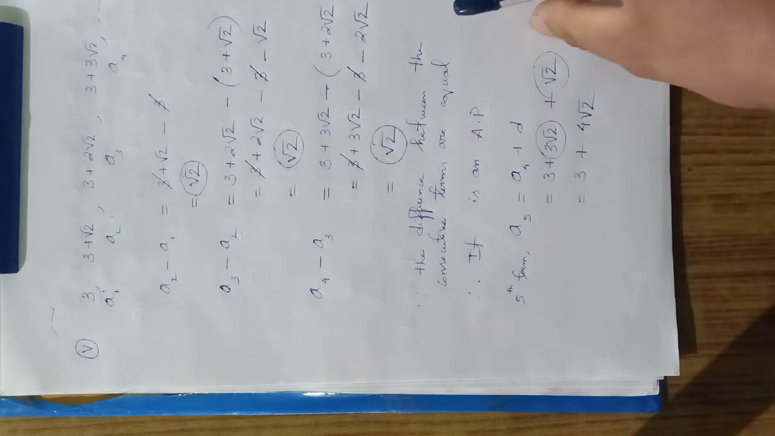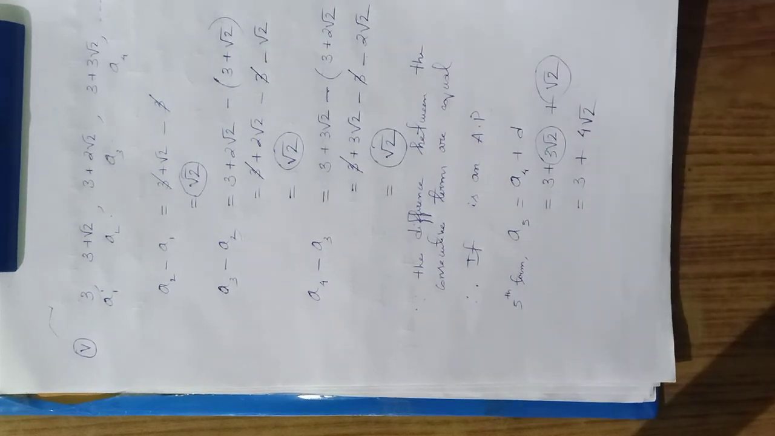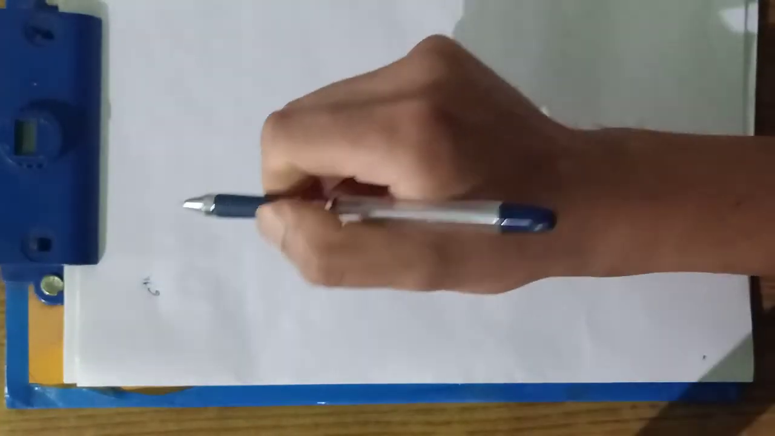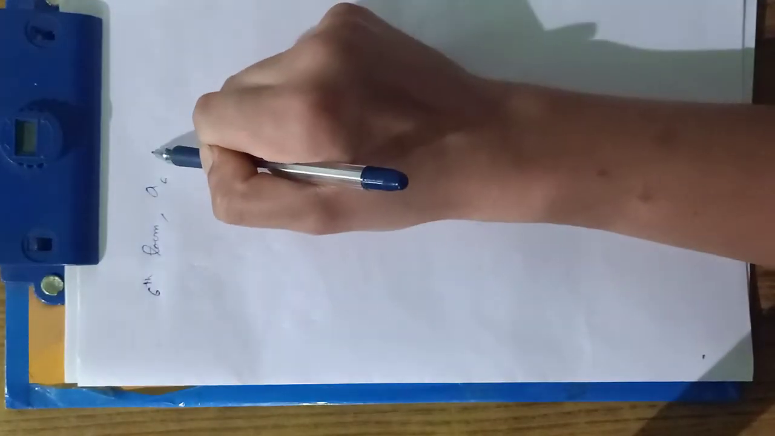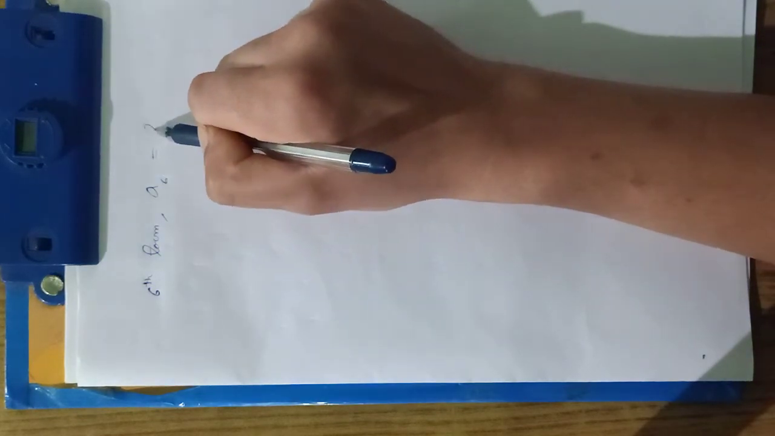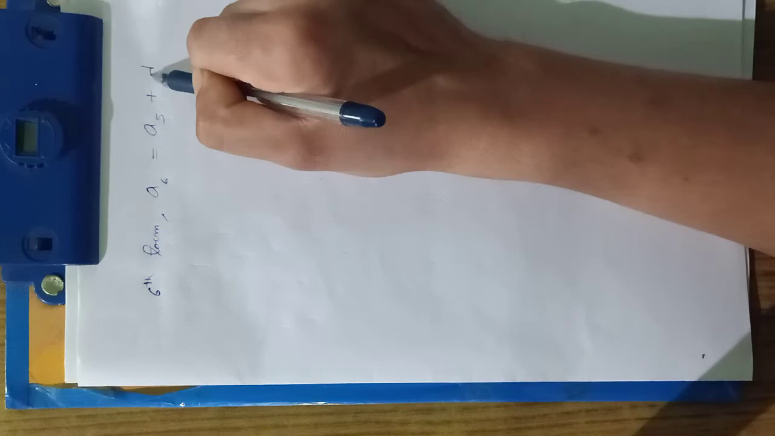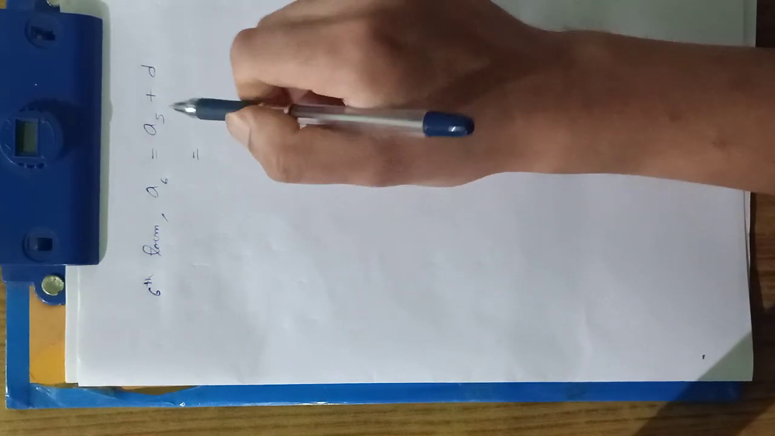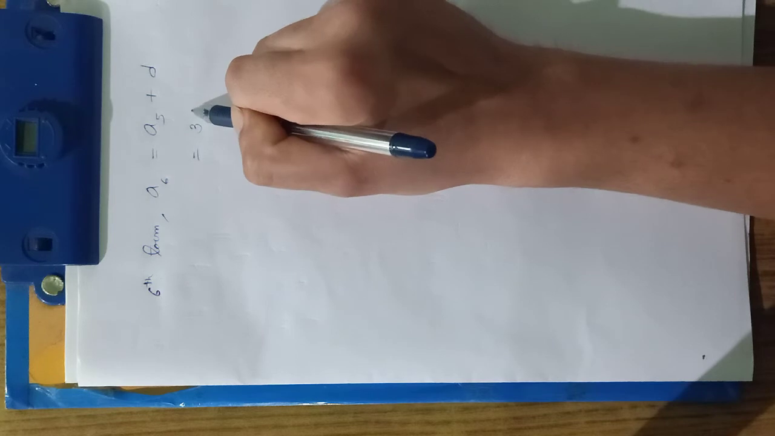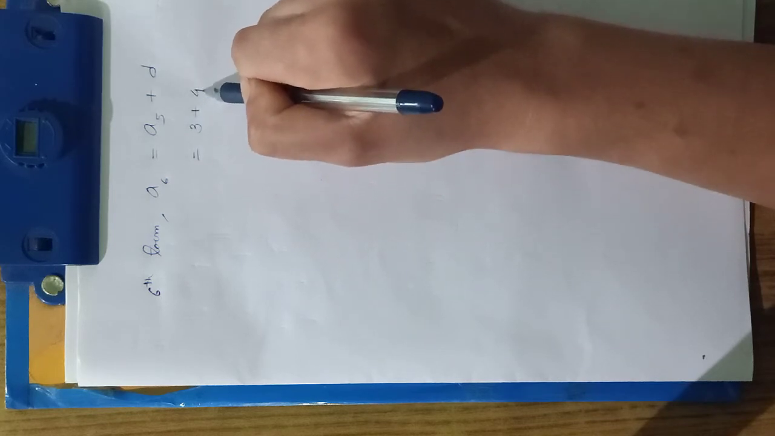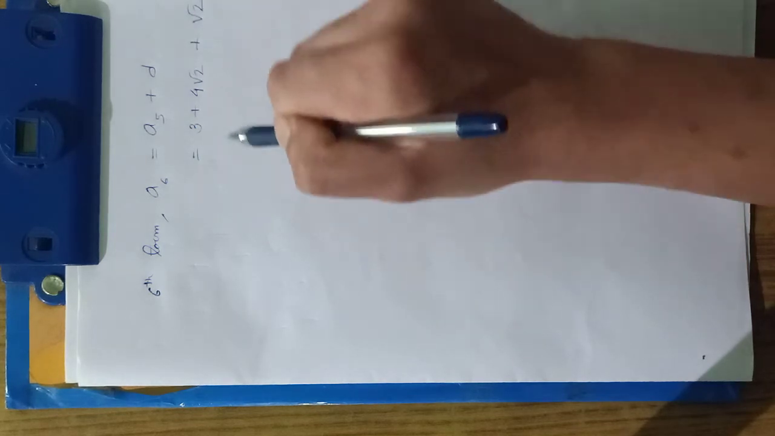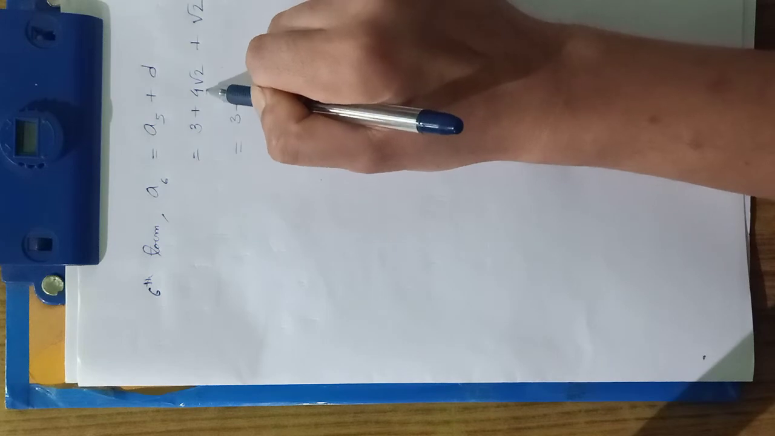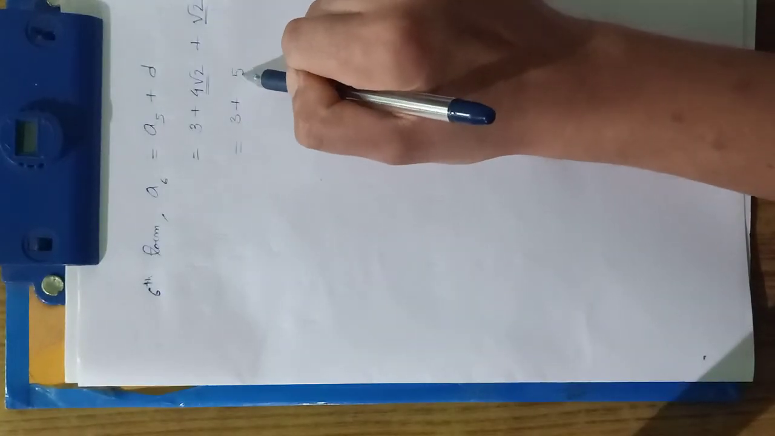Now we have to determine the next 2 terms as well, that is the sixth term and the seventh. The sixth term of your arithmetic progression, denoted by A6. In order to find the sixth term from its preceding term, the fifth term, we add the common difference. The fifth term was determined as 3 plus 4 square root of 2, plus common difference root 2. So that is 3 plus 4 square root of 2 plus square root of 2 gives us 3 plus 5 square root of 2.